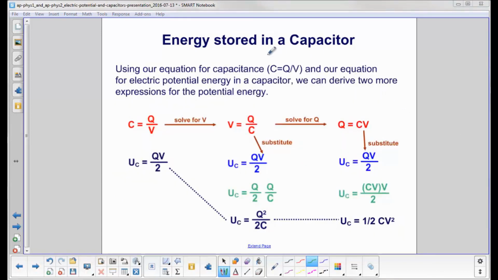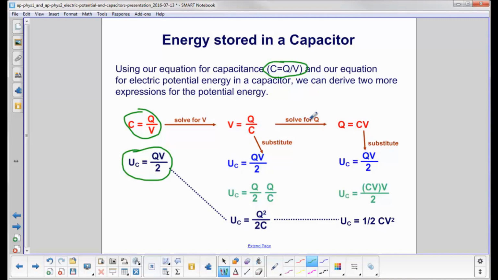We can now use the definition for capacitance, C equals Q over V, which is over here again, and our equation for electric potential energy. And we're going to find two more expressions for potential energy, which will enable us to solve for the energy depending on whether we're given the charge, the capacitance, the voltage, whatever. So let's take the capacitance equation, C equals Q over V. We'll solve that for V. V is equal to Q over C.